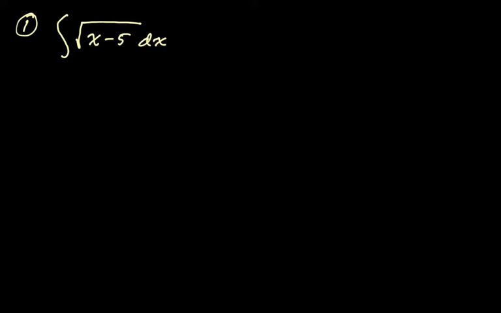So first up, we're going to integrate the square root of x minus 5 dx. Step 1 is rewrite this using rational exponents. If there's no value shown for n, that's going to be 2 because it's a square root. So this will be to the 1 over 2. So we're going to write it as (x minus 5) to the 1/2.